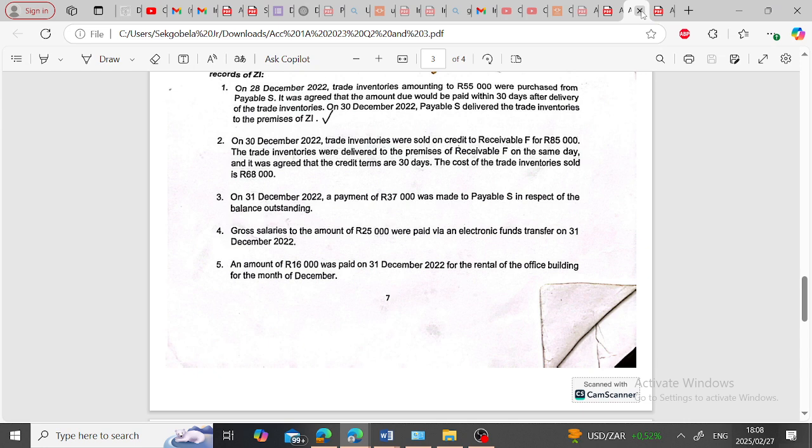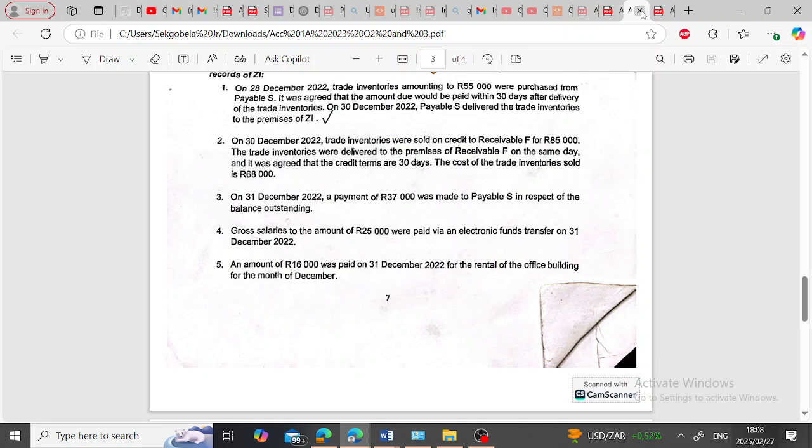Number 2. On the 30th of January 2022, trade inventories were sold on credit to receivable A. Okay, that's the important part. The other stuff is just additional information. We sold trade inventories on credit to receivable A. So here, actually, the information is very important.